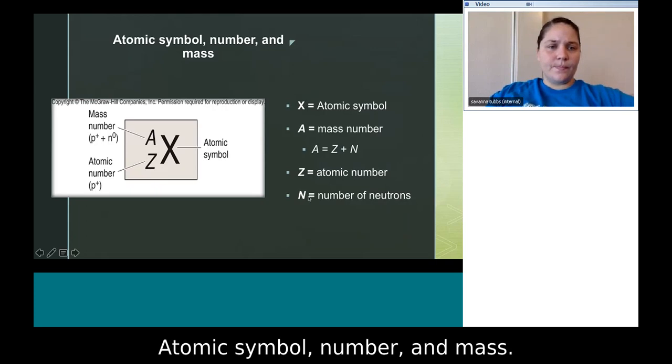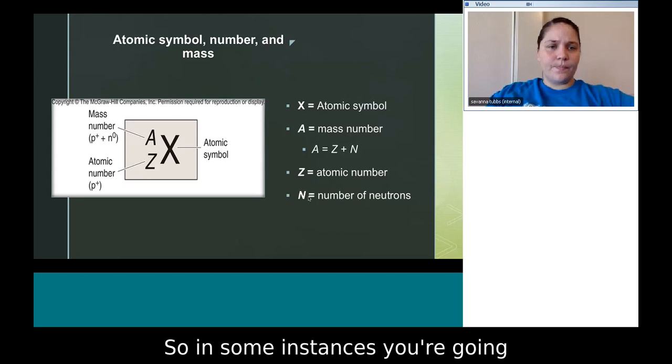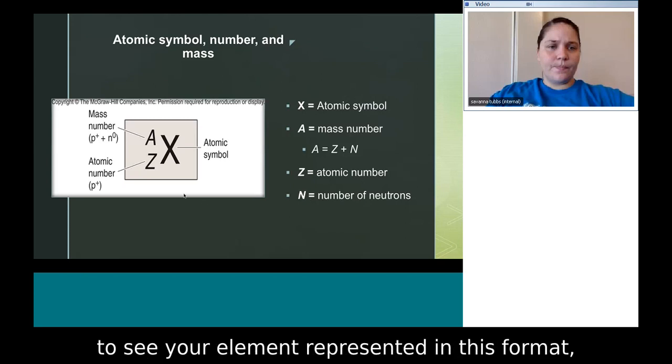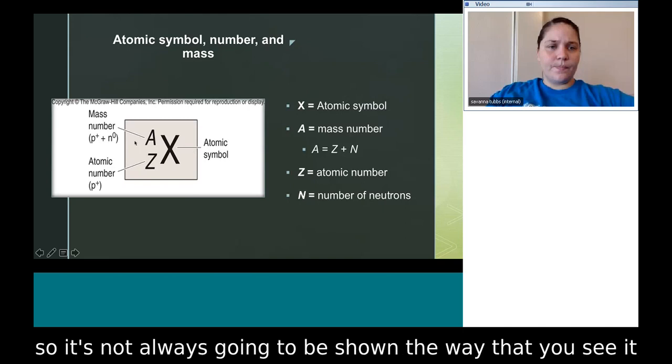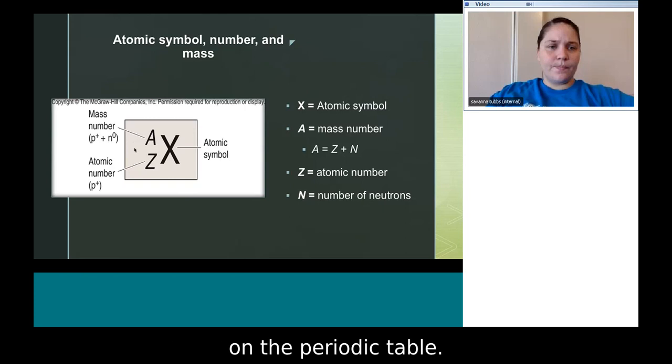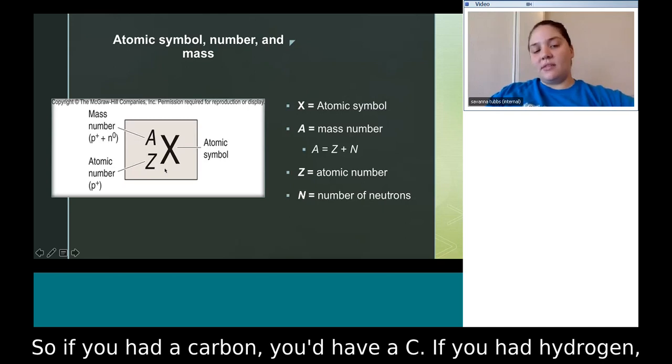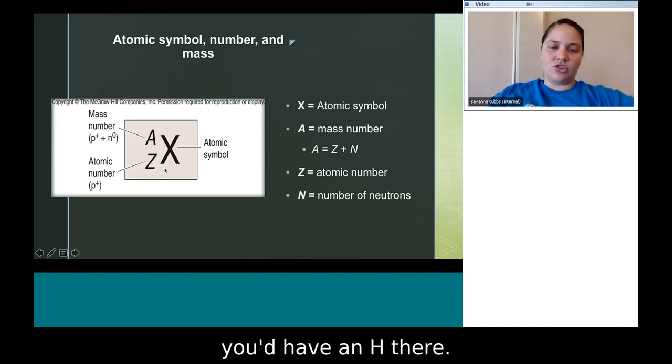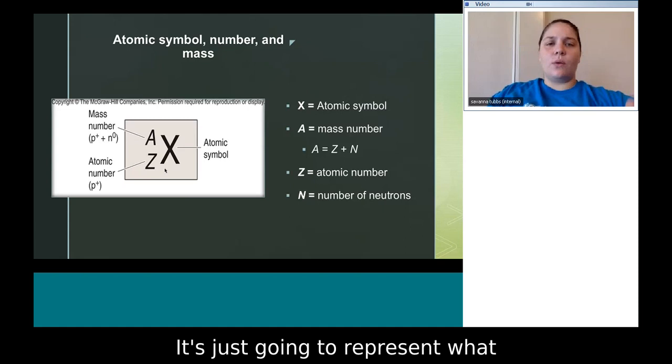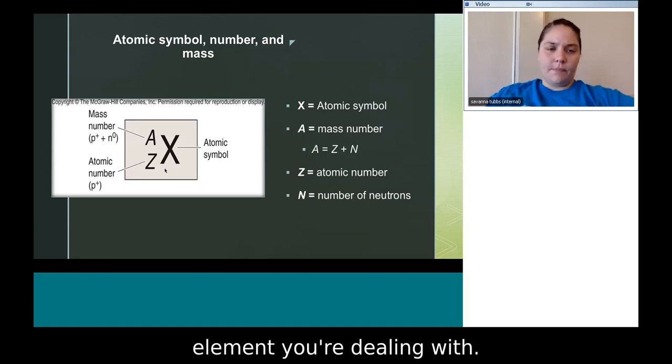Atomic symbol, number, and mass. In some instances, you're going to see your element represented in this format. It's not always going to be shown the way that you see it on the periodic table. X is going to represent where your symbol would go. So if you had carbon, you would have a C. If you had hydrogen, you'd have an H there. It's just going to represent what element you're dealing with.